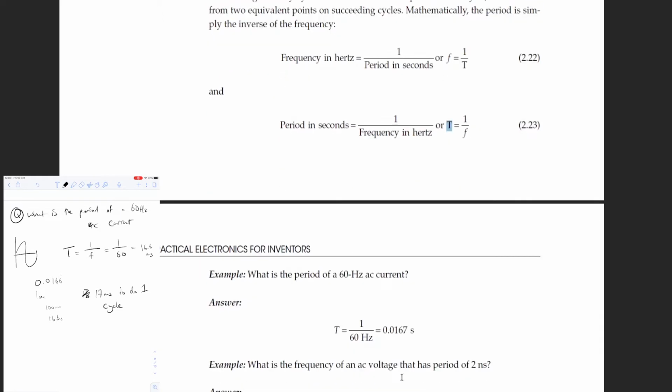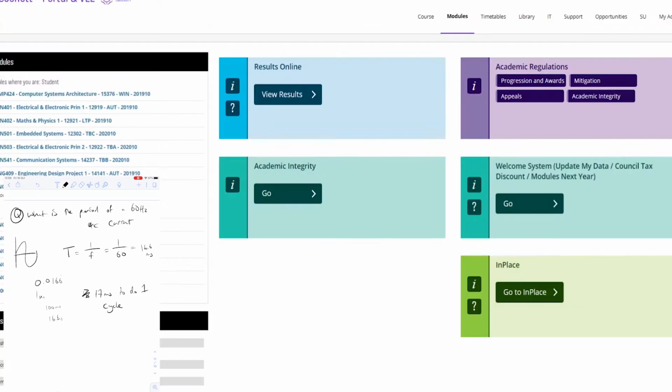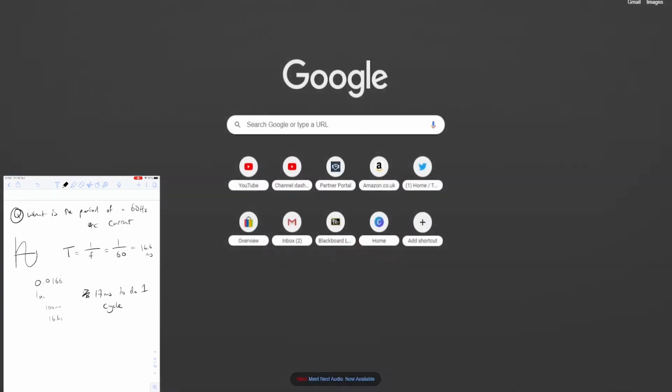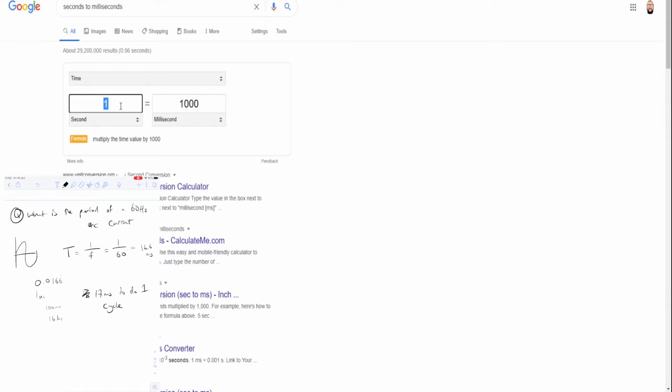Let's see. So 0.0167. Oh yeah, that's how I should round it up. So 0.016 seconds. So what's 0.016 seconds in milliseconds? So is that 16 seconds to milliseconds? Yeah, I was right. 16.7 milliseconds. Okay, that's cool. I'm very glad I understand that.